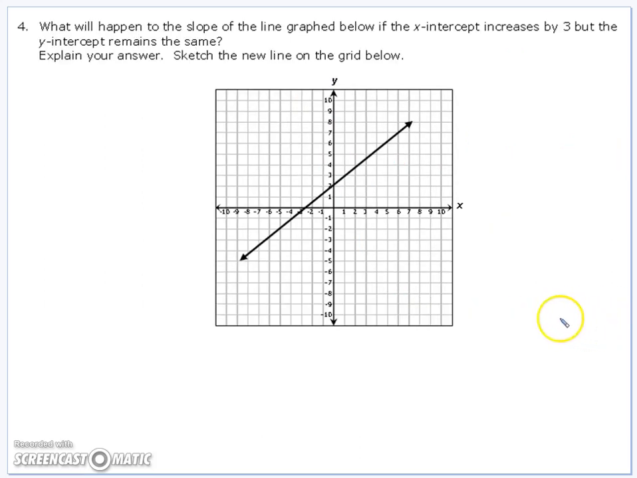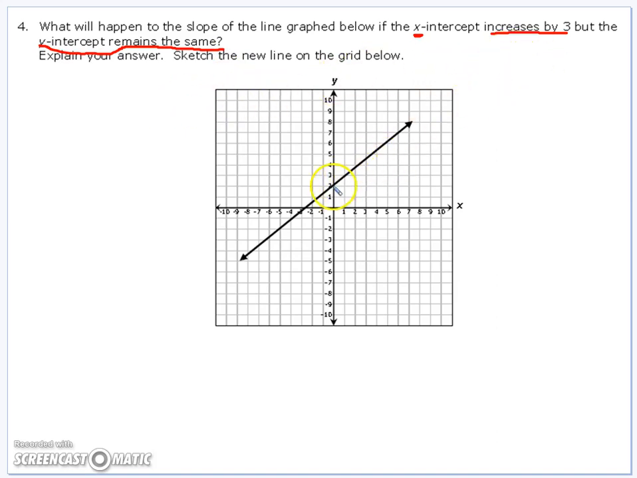Alright, just a couple more examples here. So this one says, what will happen to the slope of the line graphed below if the x-intercept, ooh, look at that, x-intercept, not y-intercept, is increased by 3, and the y-intercept is going to remain the same. So first let's start by just graphing what the new graph is going to look like.